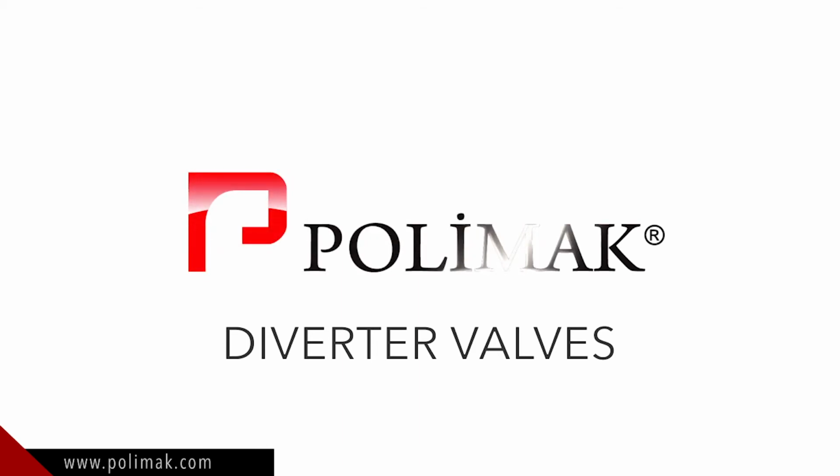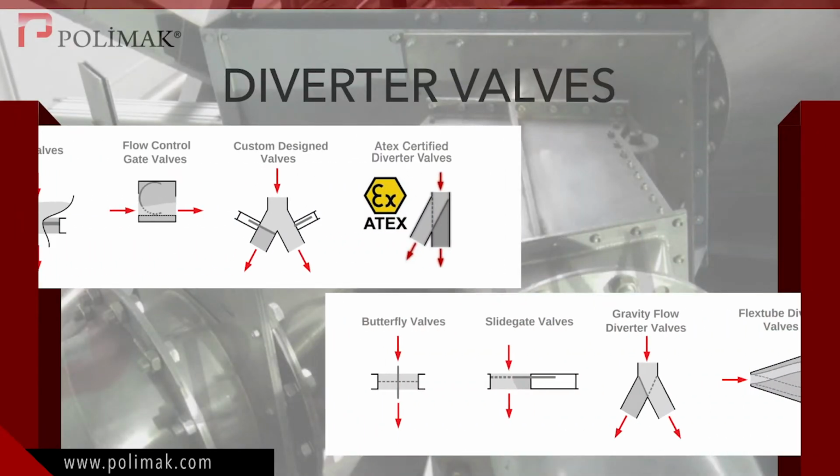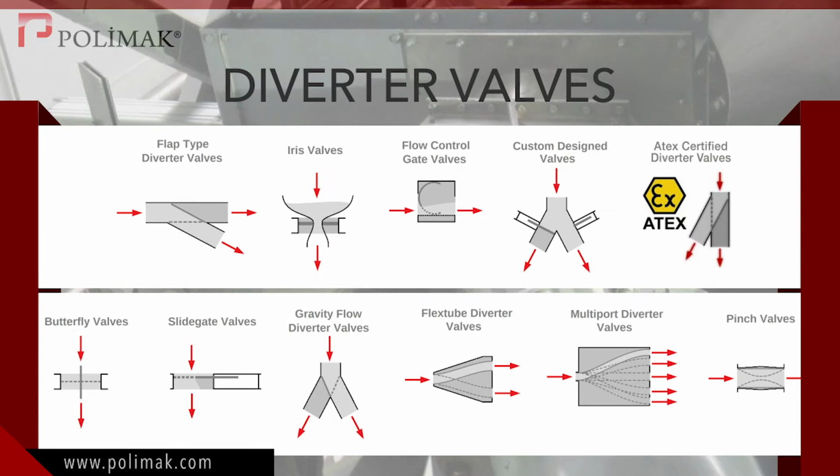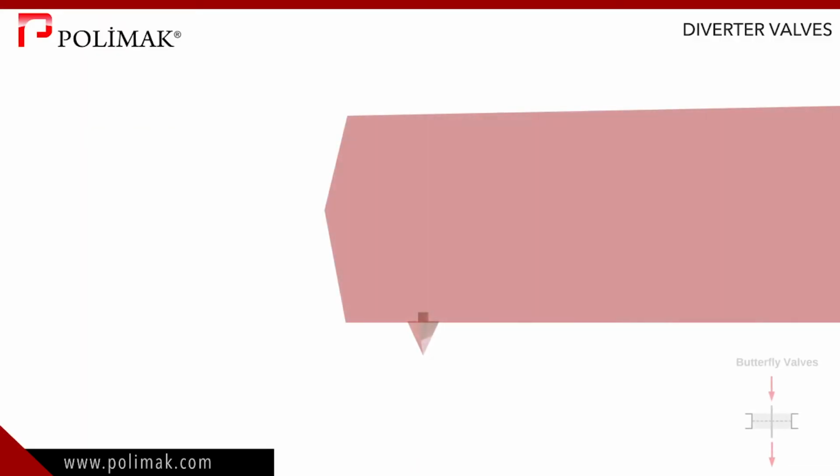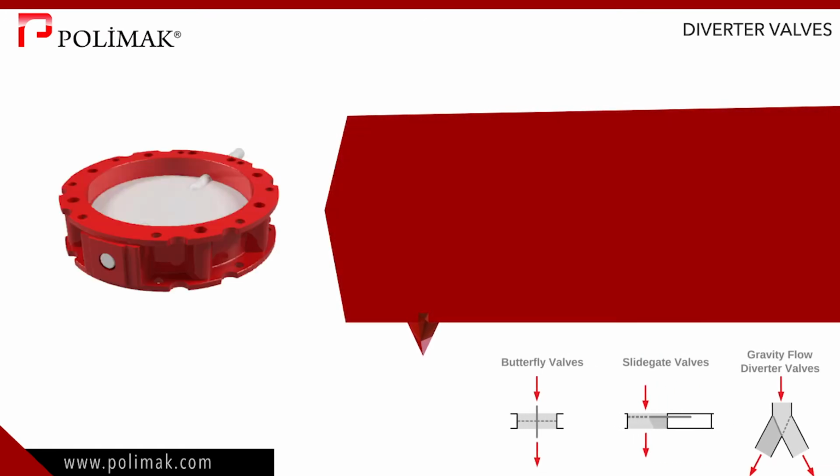Diverter valves and flow control valves are essential components in bulk solid handling systems. They are used to shut off flows, adjust flow speeds, and change conveying directions of powders, pellets, and granular bulk materials. Let's have a look at different types of these valves.